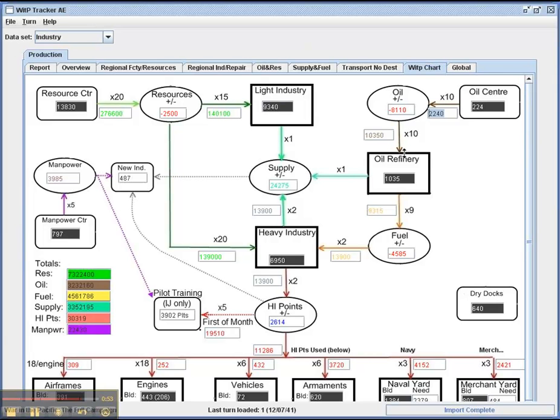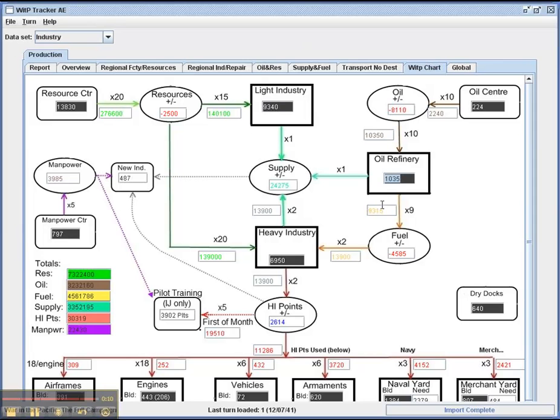This oil is used by refineries. Now, our refineries, once again, luckily, use it at a multiplier of 10. So we have 1,035 oil refineries. So that basically means that we're using 10,350 oil points. So obviously, because this number is bigger than this number, we have a deficit of 8,110 oil points per turn. So that's one of the main reasons why we have to go and catch the southern resource areas, because we'll need oil eventually to feed this industry.